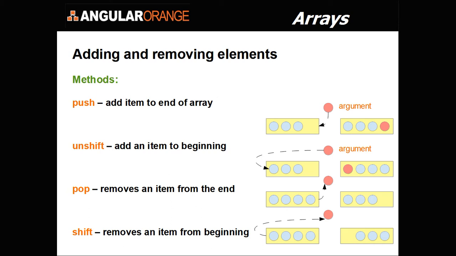Okay, shift removes an item from the beginning of the array. So basically, it's like taking these 4 elements in the array, index 0, 1, 2, 3, and shifting them all left, and this one shifts out of the array. So you're left with these elements.